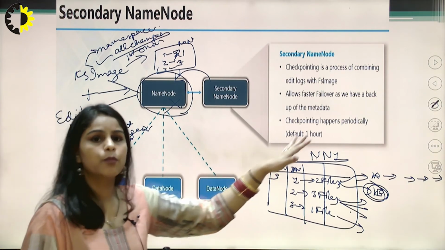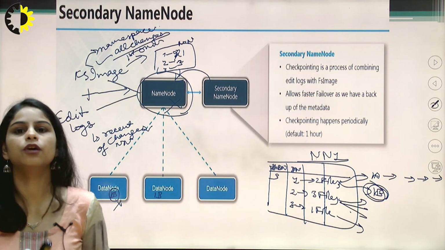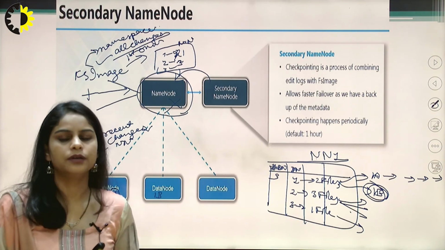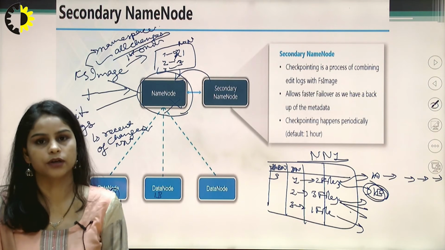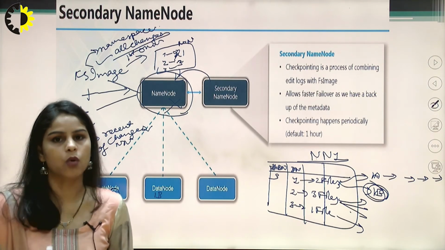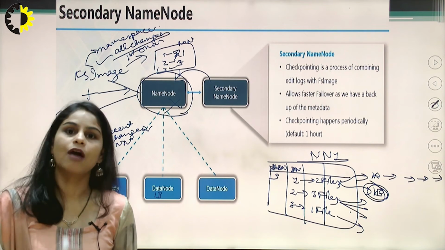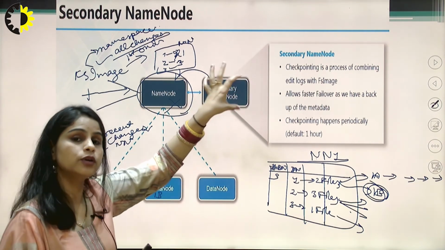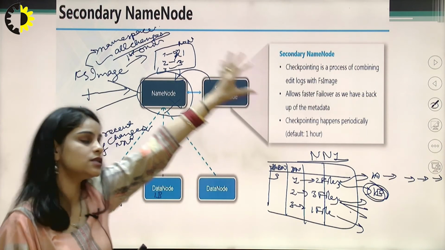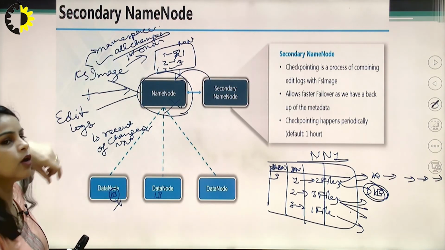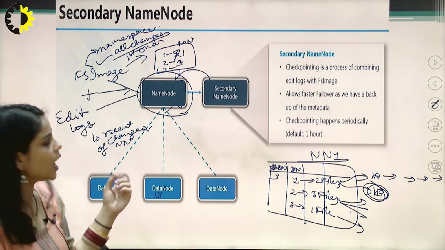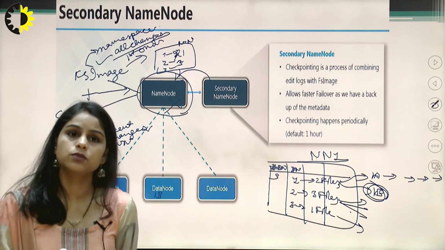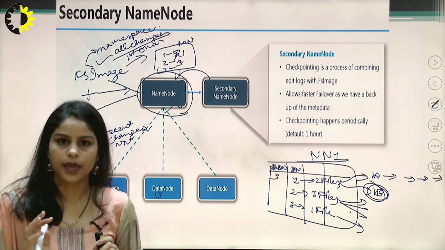And the checkpointing process happens periodically. It doesn't happen after 1 minute or 2 minutes; the default rate of the checkpointing process is 1 hour. It means after every 1 hour, this secondary name node is going to perform the checkpointing process. It means it will take the FSImage and edit log, merge them, and then again update its log. Right? This is the role of the secondary name node.